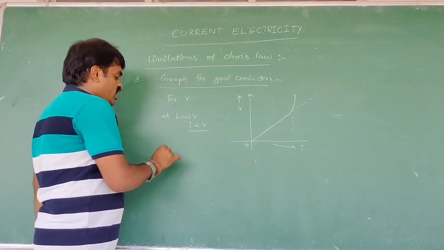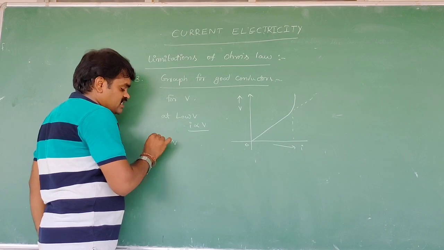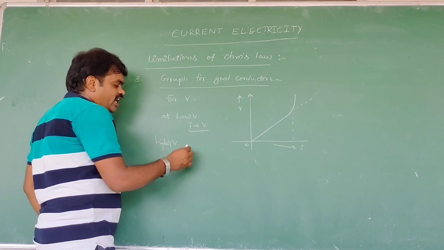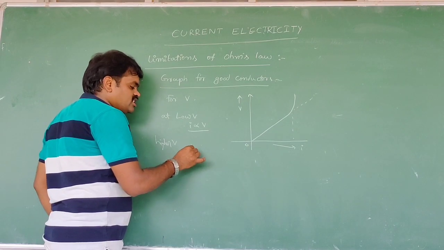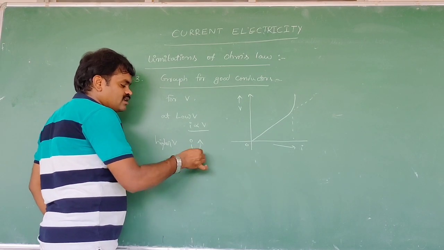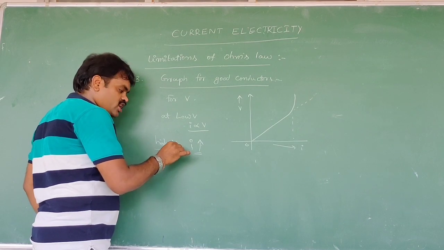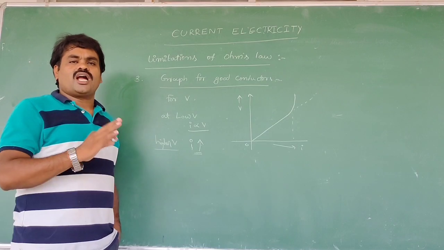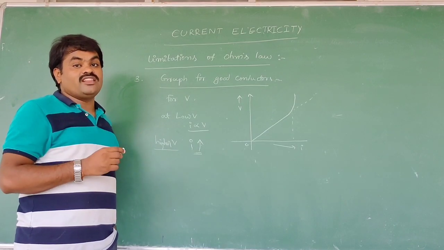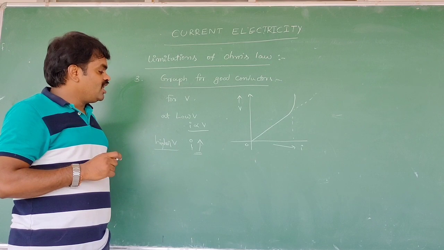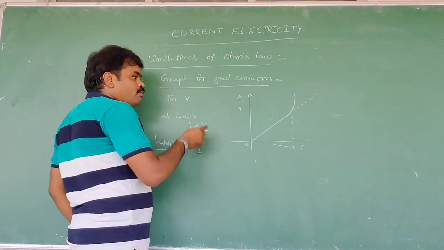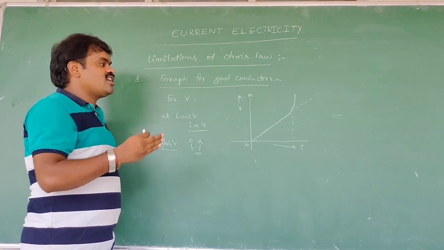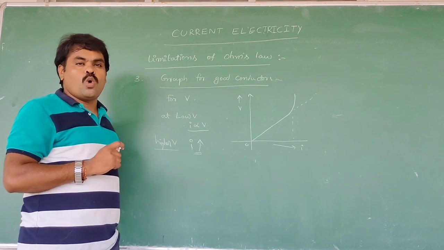But the potential increases at higher values of potential. The more current will pass through it, so current I also increases. At higher values of potential, higher will be the current. Then the conductor will be heated, and the temperature of the conductor will increase. When the temperature increases, then the conductor does not obey Ohm's law.